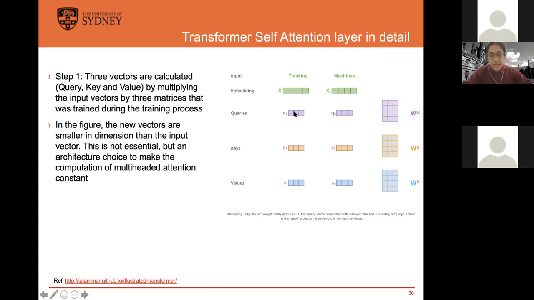So if you see in this, the queries, keys, and values have a smaller dimension than the input embedded vector. This is not necessary, but in the paper it was done on purpose. I'll say exactly why it is done in a later slide, but you can use a square matrix here, and you can have these vectors of similar dimension as well. But in the paper it was done this way.